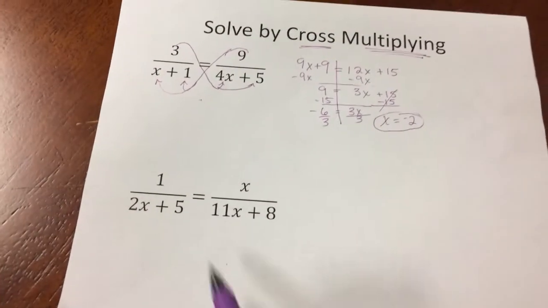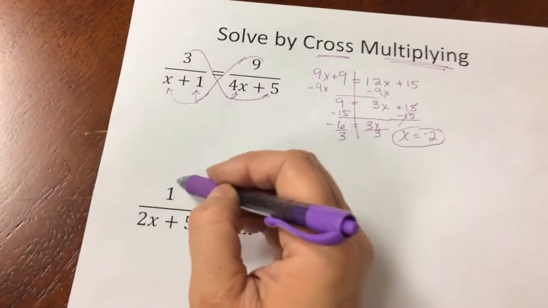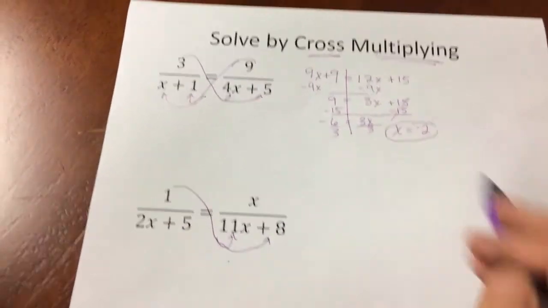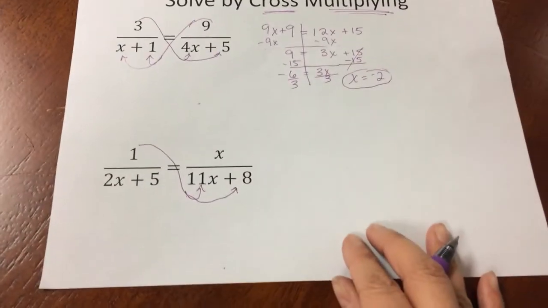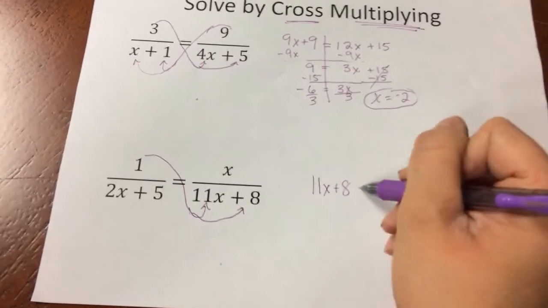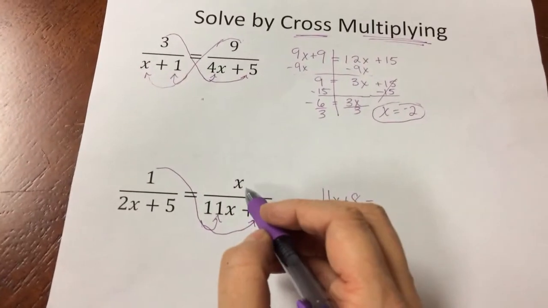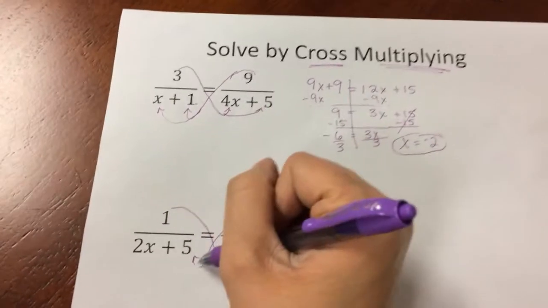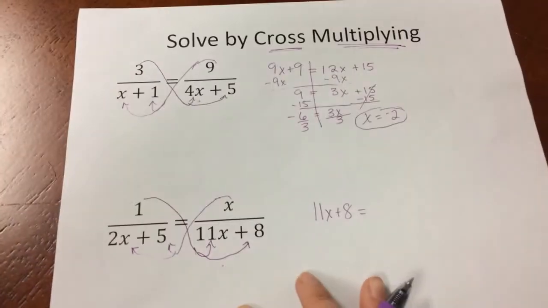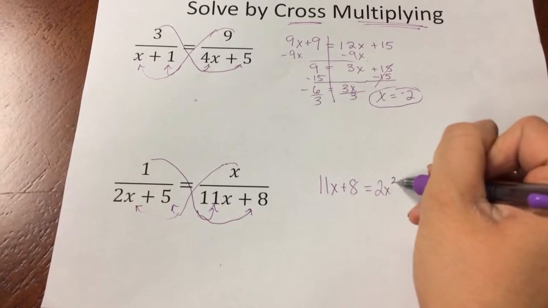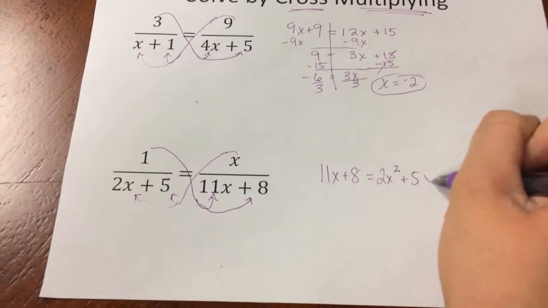This one's going to work the same way. I'm going to cross multiply. As we distribute the 1, though, when you multiply something times 1, that doesn't really change anything, and so I have 11x plus 8 equals, now here since I'm distributing a variable, some interesting stuff is going to happen here. Okay, so x times 2x is going to give me 2x squared and 5x.